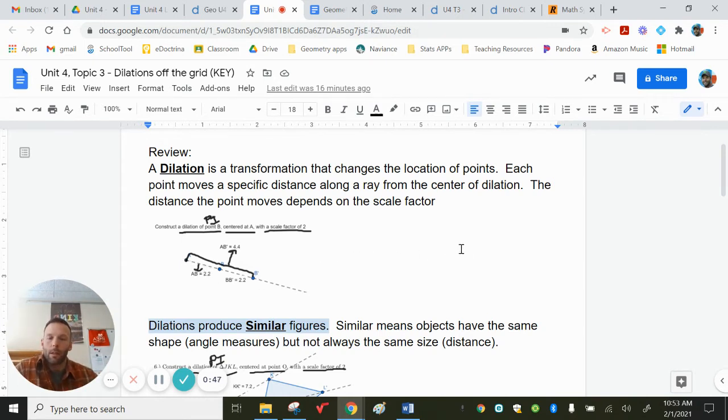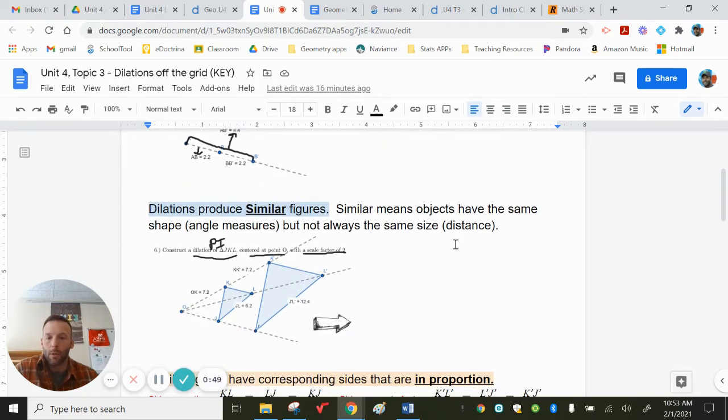Okay, another thing that we talked about in topic 1 was how dilations produce similar figures. Similar means that they have the same shape or angle measures, but not always the same size or distance. So here, the triangle J prime, K prime, L prime is the image of triangle JKL after a dilation with a scale factor of 2, centered at the point O.